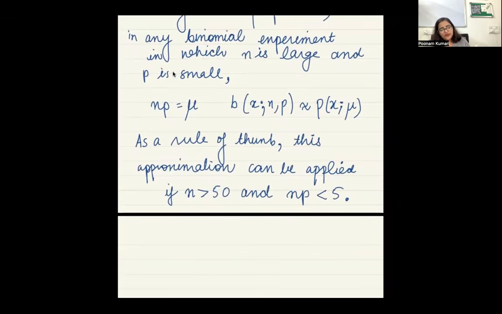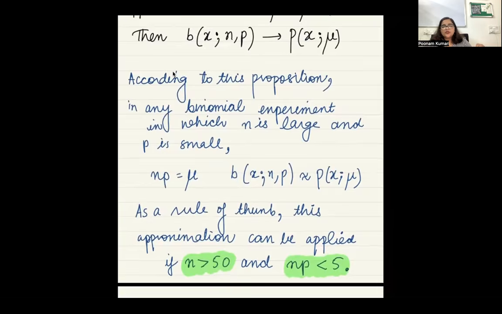So if you see your n value to be greater than 50 and your n times p value to be less than 5, which is basically your mu value being less than 5, you should be able to do this approximation. If you have to figure out some probability value, you can simply use the Poisson formula for finding that probability. Is that fine? So you can just keep these two numbers in mind. If n value is greater than 50, that is considered large enough, and your n times p should be less than 5. So under these circumstances, you can apply this approximation.